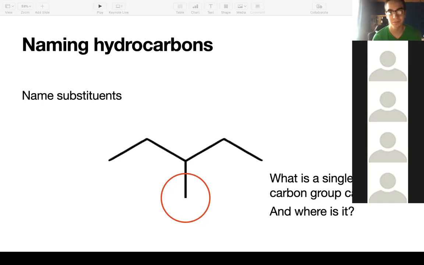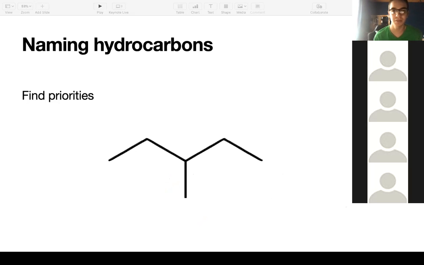And what carbon is it attached to? 3. So we could refer back to the number we had previously, and it's attached to the 3rd carbon. So we're going to put 3 and then methyl. So we identify what it is and where it is. And so now we need to find priorities. We have identified all the structures and got them on the side. All we have to do now is figure out what order we put them in.